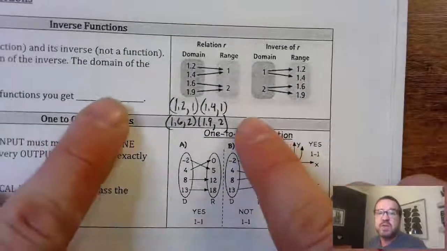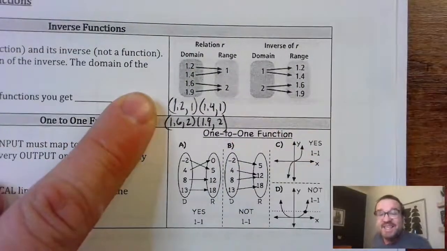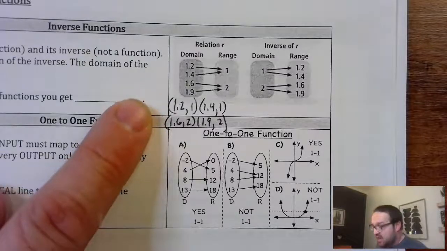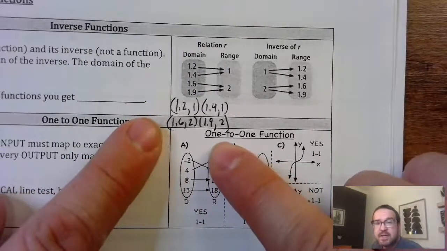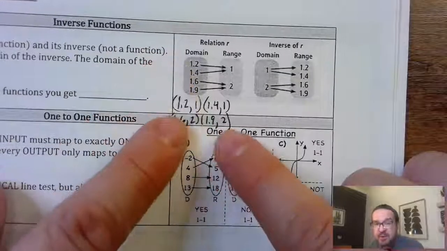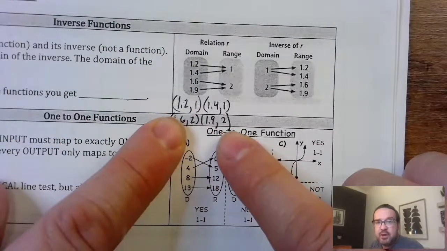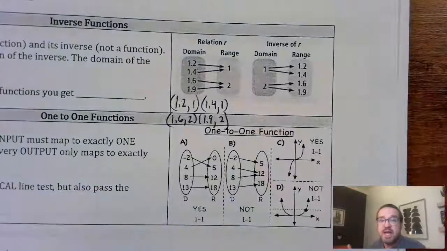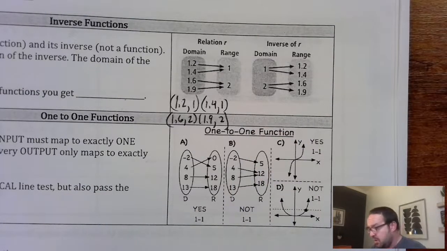And you can see that this is a function, right? The x values do not repeat. You could look at the mapping diagram, or you could look at the list of ordered pairs. They do not repeat, so the answer would be yes. The original problem is a function.